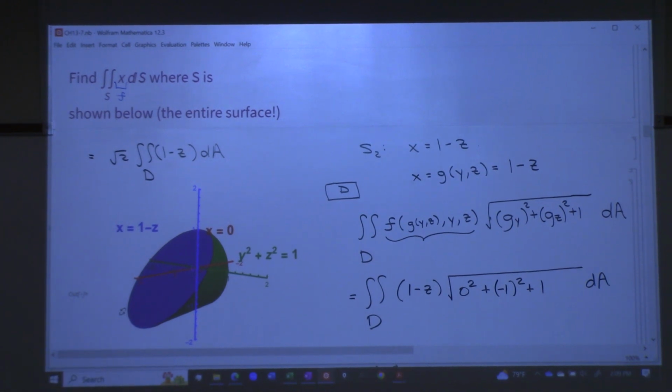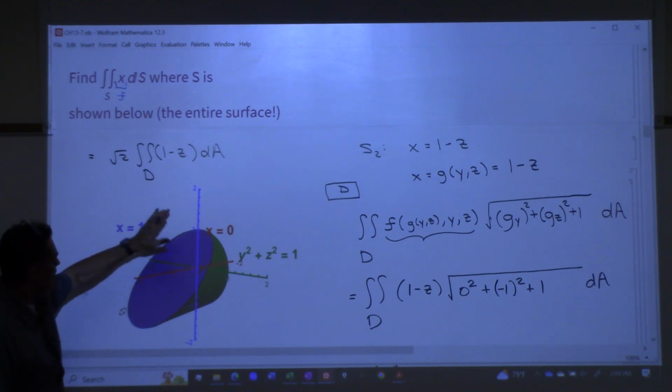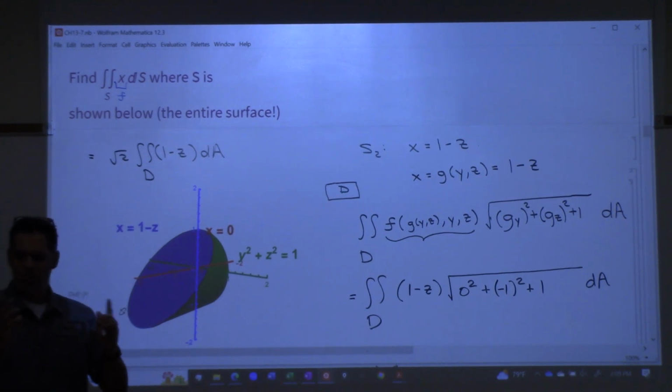All right, can I continue? We're not done, because I need to do this double integral now. Where's the domain of this? Because we're looking at D, right? S is the surface. Where's its domain? It lives in the YZ plane. And what does it look like in the YZ plane? A circle, a disk, really.